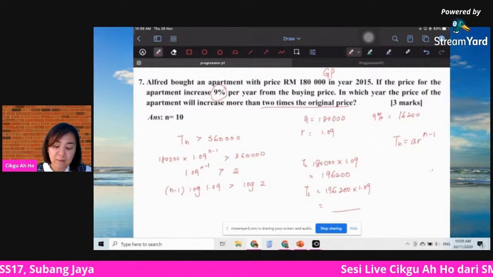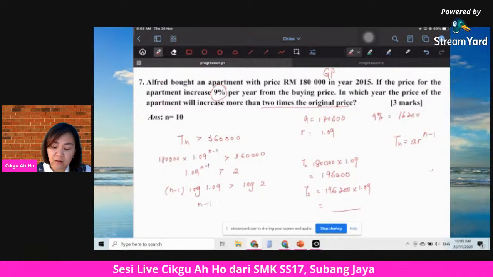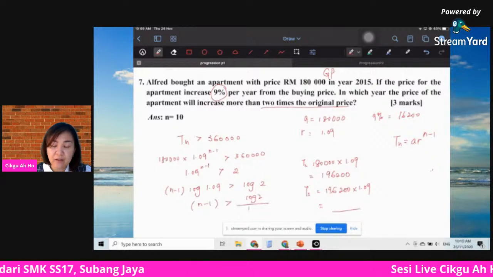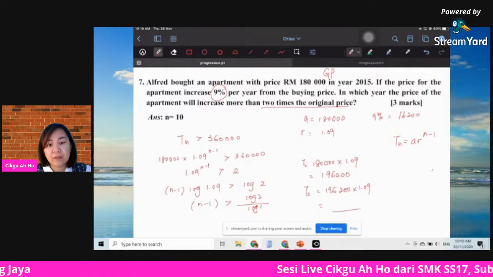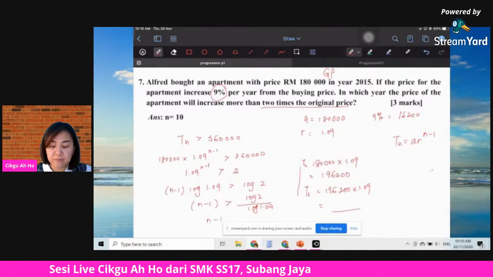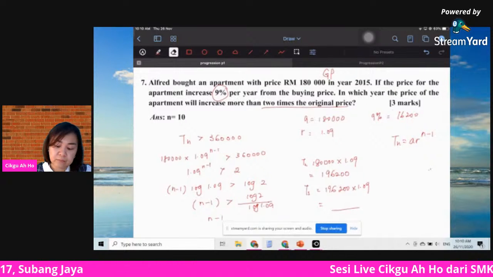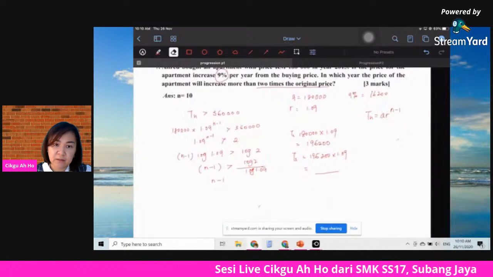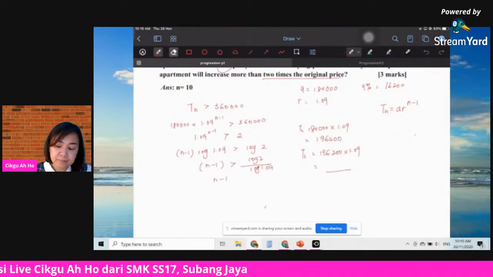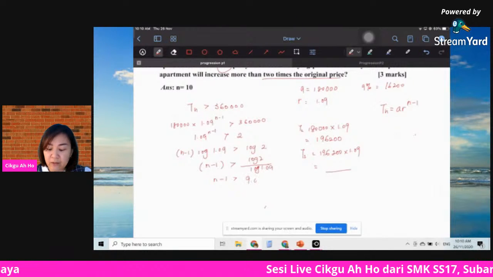So then you have the log, right? You need to find N. So N minus 1 is greater than log 2 over log 1.09. This one, you can use your calculator. Drag a bit up, so you can see better. So N minus 1 is greater than 9.04 if you press your calculator.